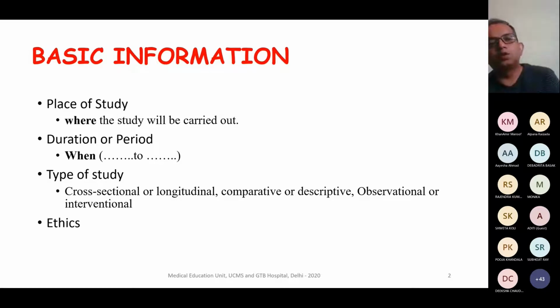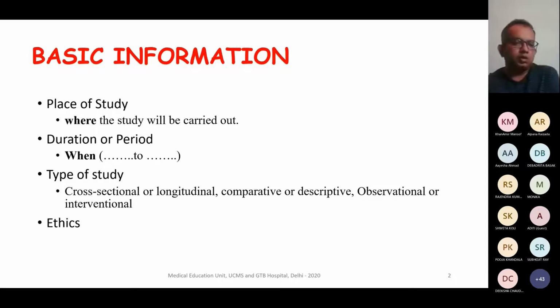Then you mention the duration of the period, like from which time to which time. So when you submit your protocol and when you are due for your thesis submission, that will be the duration of your study. Then you have to mention your type of study, the study design basically, which will be the next session, taken by Dr. Kiran. And then you'll have to write about the ethical part.